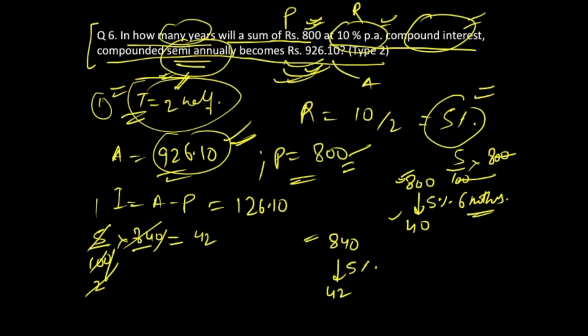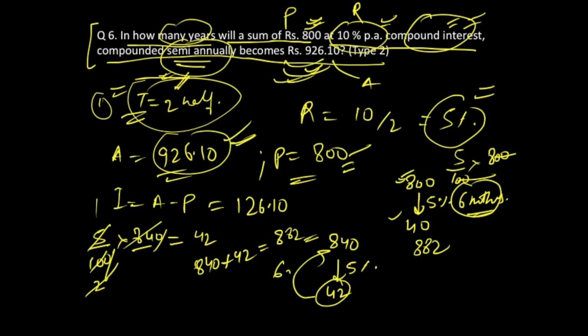Since we are dealing with compound interest, this interest gets added to this particular sum. So if you add 42 and 840, you're going to get 882. So 882 is what you have obtained after this 6 months and another 6 months. So 1 year is already over now. Now again you would do the same process. Since it has not become 926.10 yet, you apply 5% for the next 6 months.